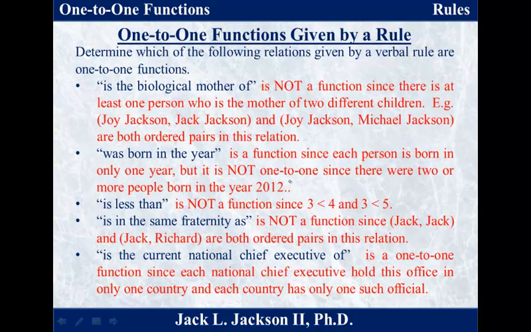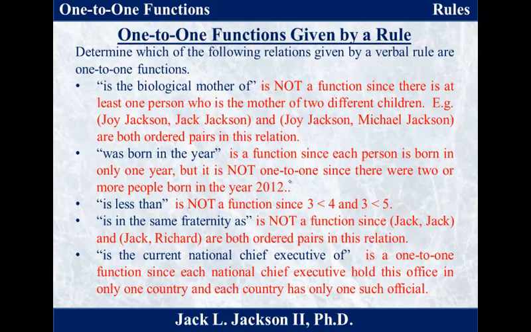"Is the biological mother of" is not a function, since there is at least one person who is the mother of two different children. For example, Joy Jackson, Jack Jackson, and Joy Jackson, Michael Jackson, because that's my mother and me, and my mother and my brother. So she's used as a first coordinate more than once. Even if she was the only person in the world that ever had two children, that would be enough to make this not a function. But of course, there are many other mothers who have had more than one child.